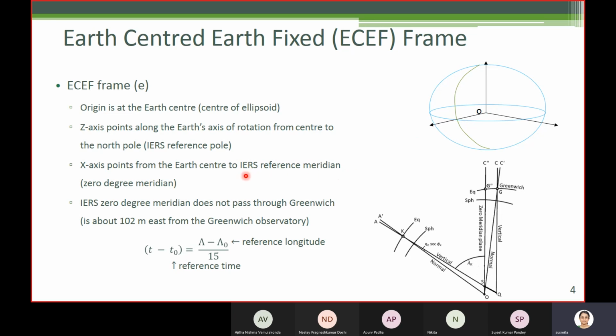Now, in this context, note that the IERS reference meridian is not the Greenwich meridian, which means the reference or 0-degree meridian does not pass through Greenwich. Rather, it is about 102 meters east of the Greenwich Observatory. So let's try to understand quickly why the reference meridian does not pass through Greenwich. For this purpose, we need to recall that time and longitude are interrelated.